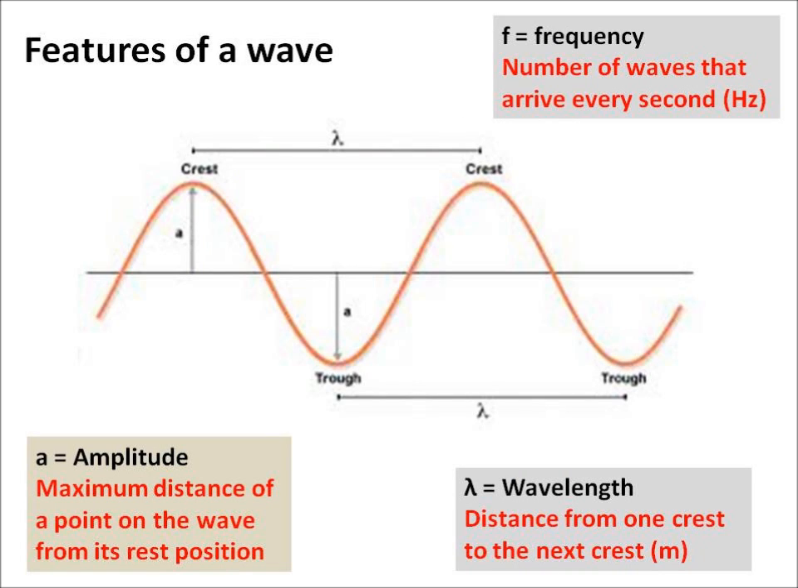There are three features of a wave you need to know about. Frequency, now that's the number of waves that arrive every second, and that's measured in hertz. There's wavelength, which is the distance between two crests which are next to each other, or two troughs which are next to each other. And then there's the amplitude, that's the maximum distance of a point on the wave from its rest position, and that's shown by the little letter A.